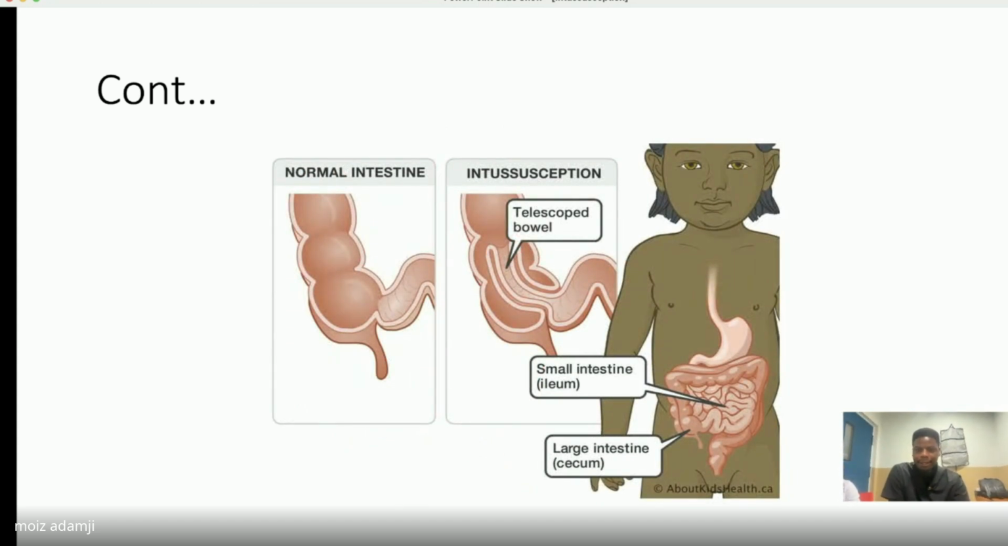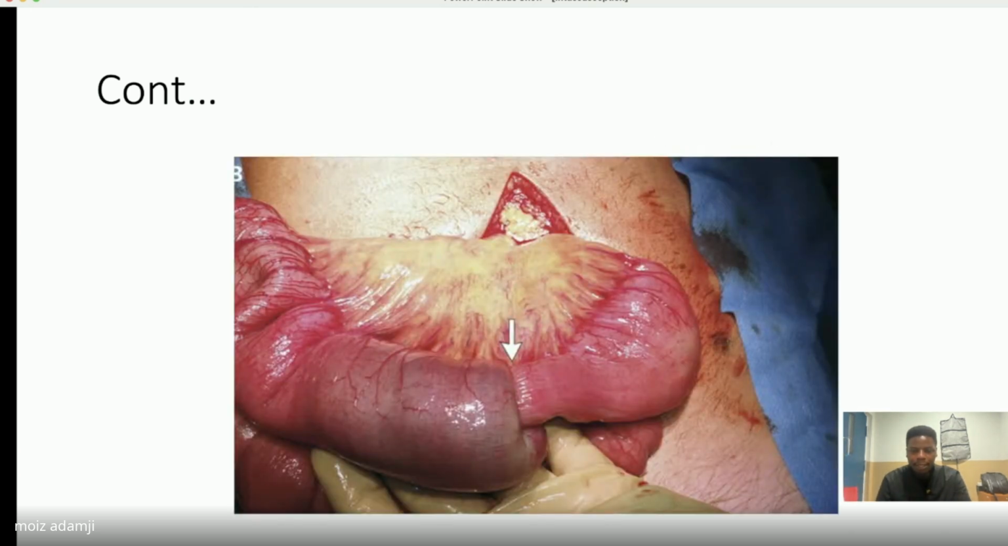So this is another image. As you can see, there is the small intestine, which is inside the colon. And this is another image, as we can visualize. There is the intestine, which invaginates into the colon, as we can see.